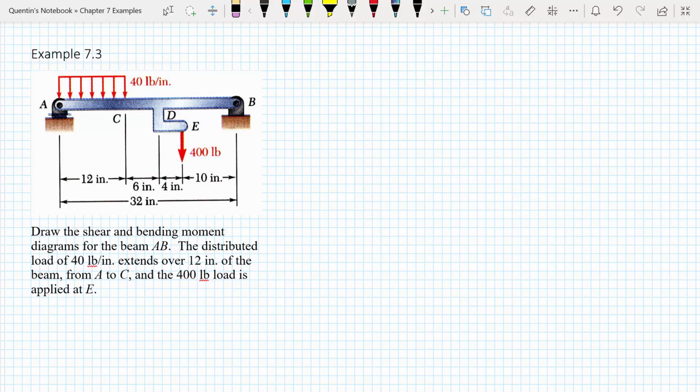Okay, let's look at example problem 7.3. We have this diagram. We're supposed to create shear and bending moment diagrams for this thing. Right off the bat, we know we're going to need to get these forces here. So how do we do that?